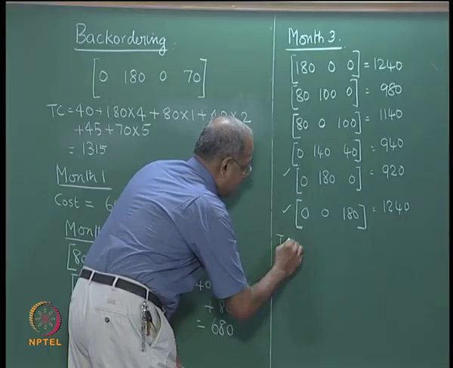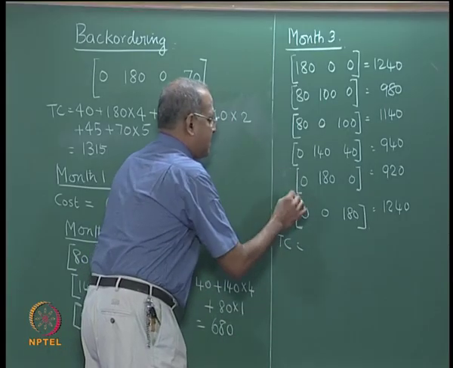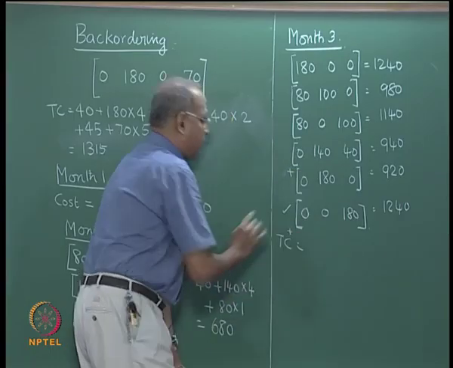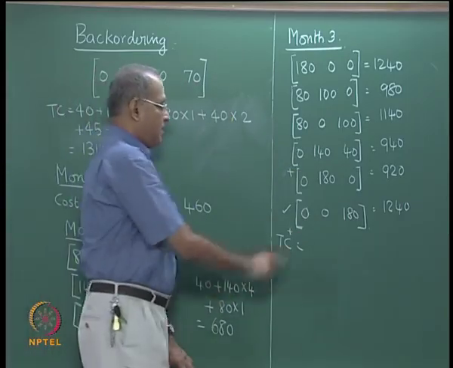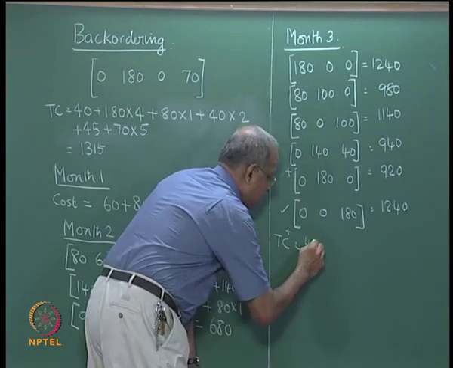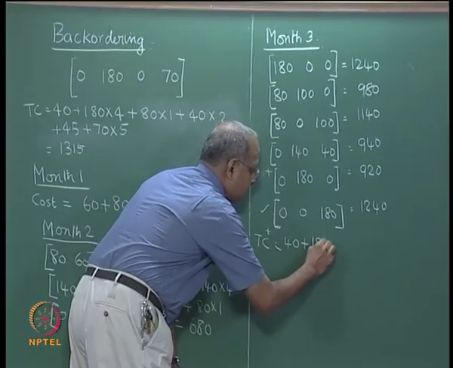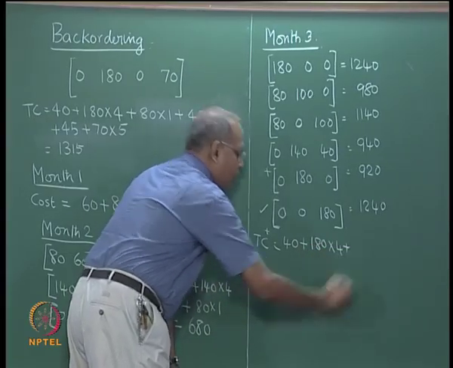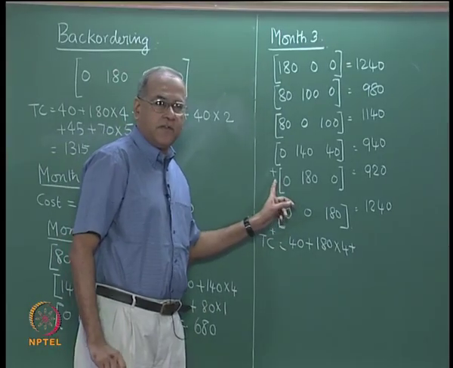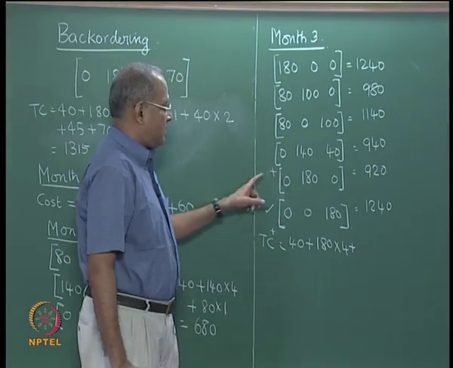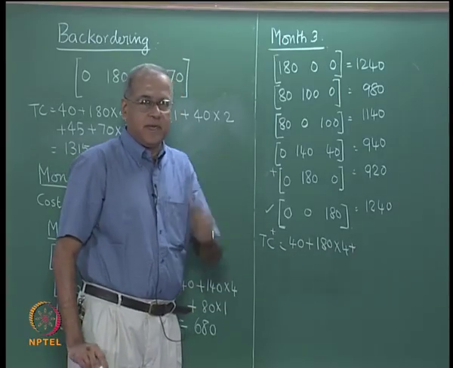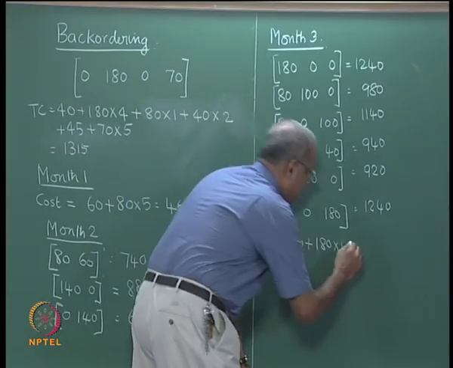So, TC for this. So, let me illustrate this with some kind of a plus sign here. So, TC for the plus sign will be, I produce 180 here in the second month. So, setup cost is 40 plus production cost is 180 into 4 plus the first period demand of 80 is back ordered. The cost of back ordering the demand of the first period is 1. So, plus 80 into 1.